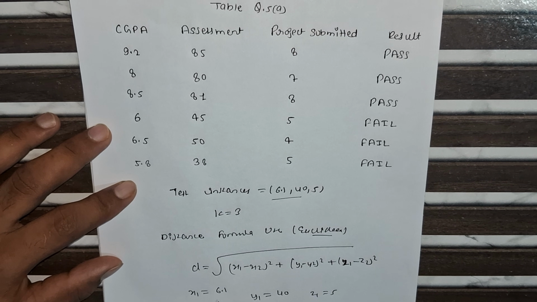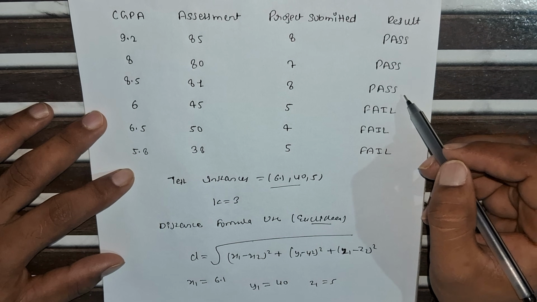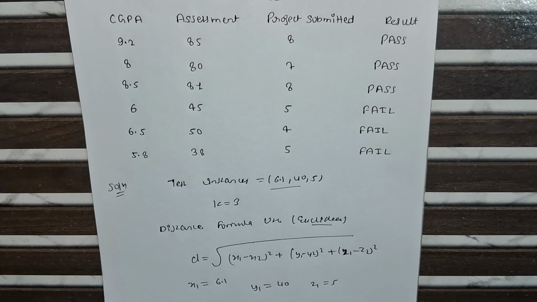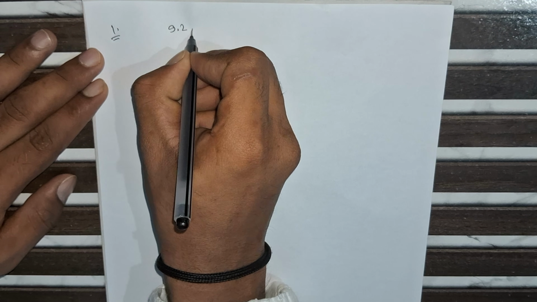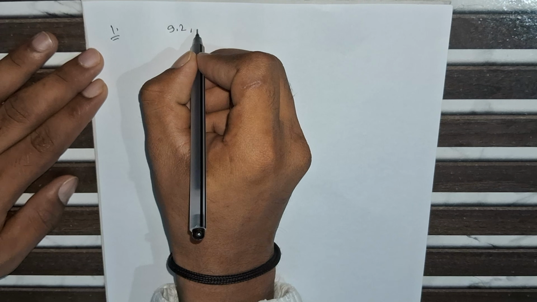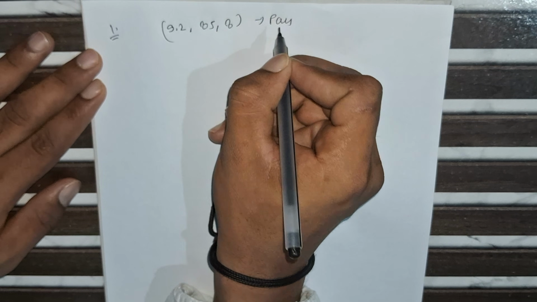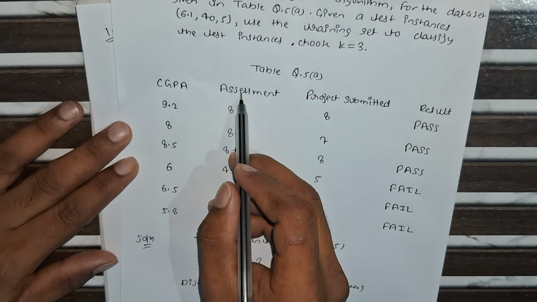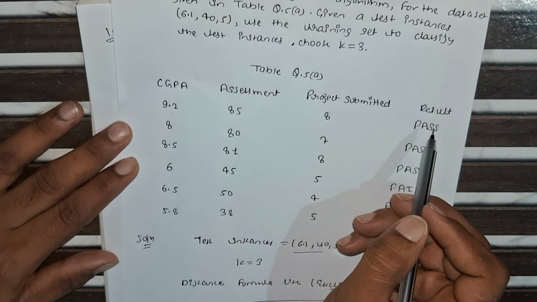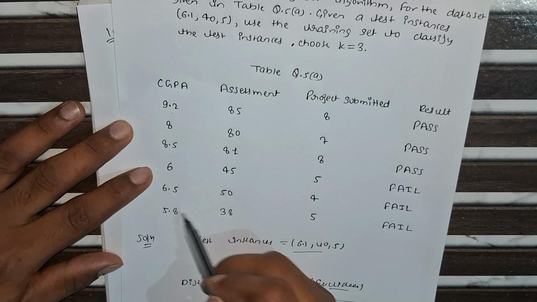This is nothing but the CGPA. According to this, this is our assessment and this is our project submitted. So first we calculate the distance for the pass result. After that we are calculating for the fail result. So first we calculate for the pass, which is 9.2 CGPA. Assessment is 85 and our project submitted is 8, which is our pass. Means we are taking the first one where our CGPA is 9.2, assessment is 85, project submitted is 8, which the result is pass. So first we calculate for pass, and after that we will calculate for the fail.